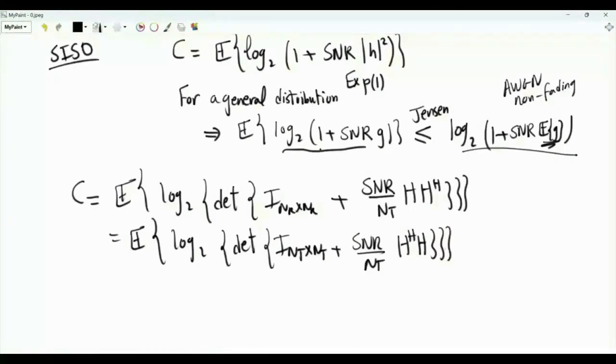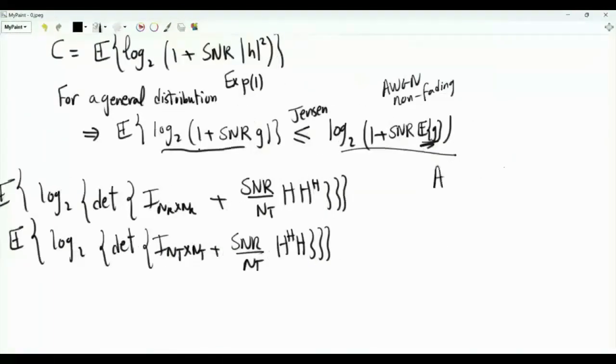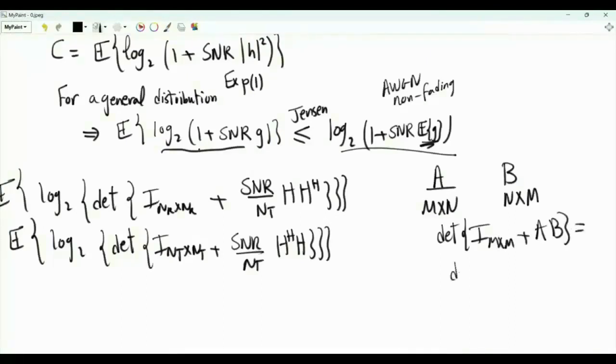Let's recall what Sylvester's determinant identity is. If we have a matrix A and a matrix B, where A is M by N and B is N by M, then the determinant of identity of size M by M plus AB is equal to the determinant of identity of size N by N plus BA.